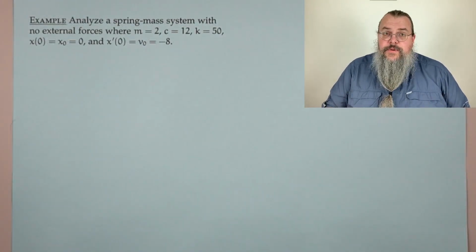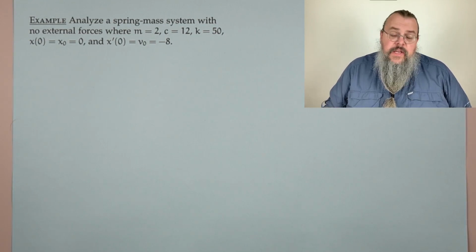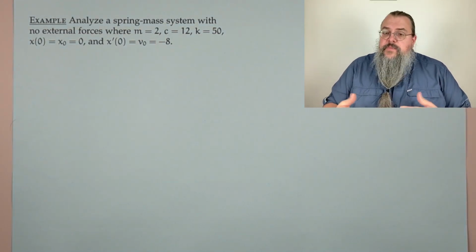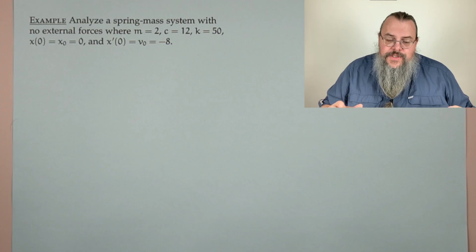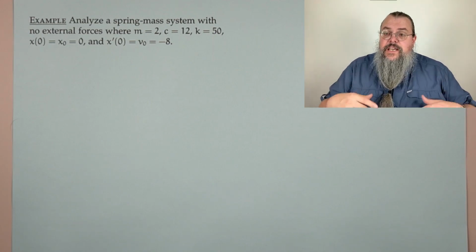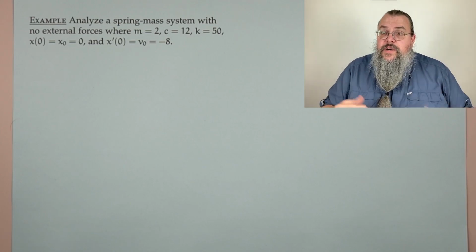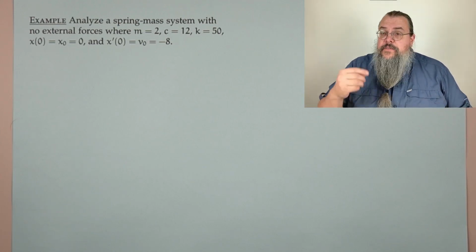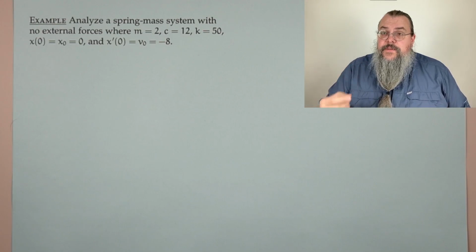And so let's take a look and see an example. In this example, we're asked to do the following. Analyze a spring mass system with no external forces where m, mass, is 2, c, the damping constant, is 12, and k, the spring constant, is 50.